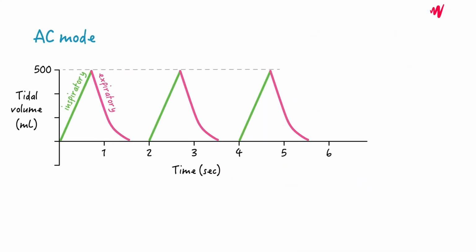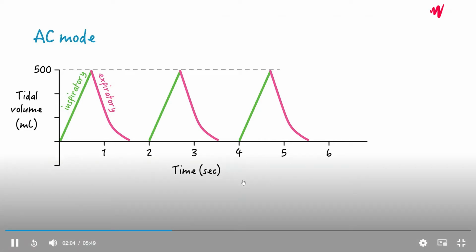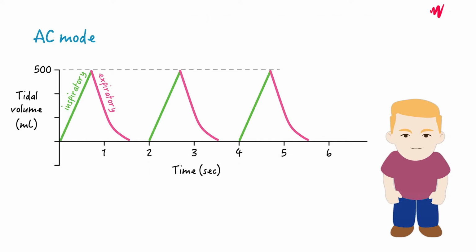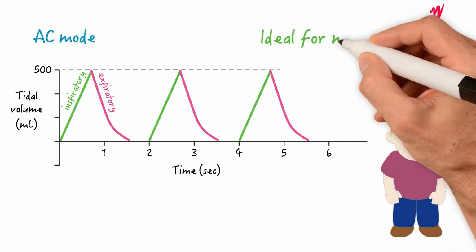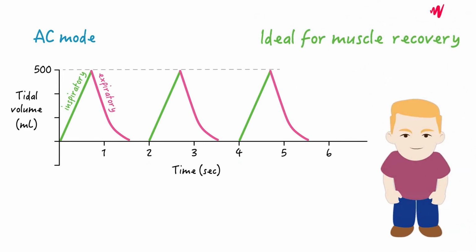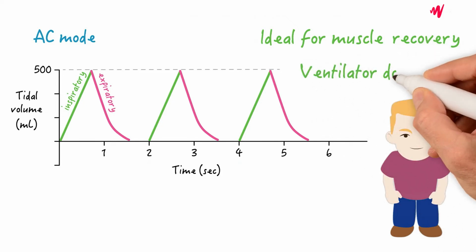Remember, the goal of initiating mechanical ventilation is to alleviate the work of breathing of the patient and to allow the ventilatory muscles to recover. This mode is ideal for muscle rest and recovery because the patient does not have to work so hard to get a full volume breath. They just merely have to initiate or trigger a breath and the ventilator does the rest.